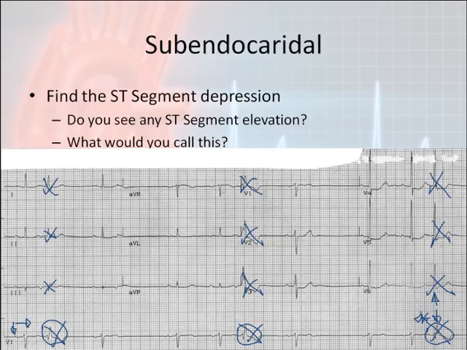Now let's look at this 12 lead again. Where is our ST segment depression? If you look at it now, it actually looks like your ST segment depression is in V4, V5, V6, maybe a V3, and that's about it. So this person might be having an anterolateral wall subendocardial ischemia going on.